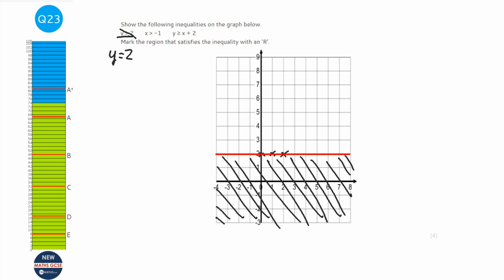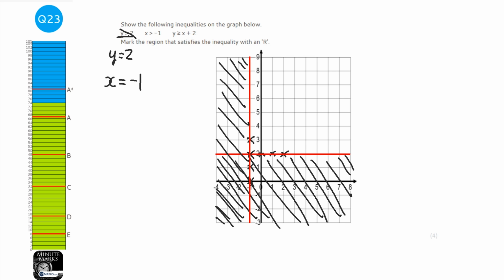Okay, next one, we want to do the line x equals minus 1. So where does x equal minus 1? In fact, all the way up this line here. So we want to do another one, and that's the line x equals minus 1. Okay, so where do we not want? Well, x is going to be greater than minus 1, so we don't want this bit at the side here.